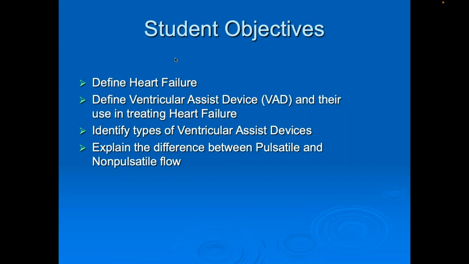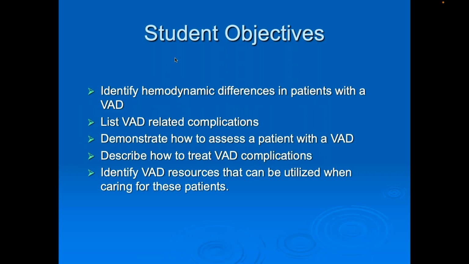Student objectives: defining heart failure, defining ventricular assist device and their use in treating heart failure, identifying types of ventricular assist devices, explaining the difference between pulsatile and non-pulsatile flow, identifying hemodynamic differences in patients with a ventricular assist device, listing ventricular assist device related complications, demonstrating how to assess a patient with a ventricular assist device, describing how to treat a ventricular assist device complication, and identifying ventricular assist device resources that can be utilized when caring for these patients.